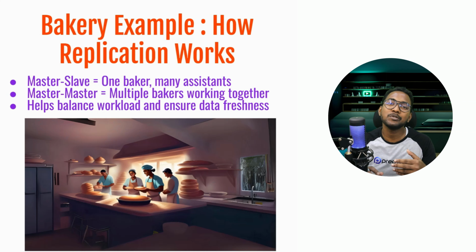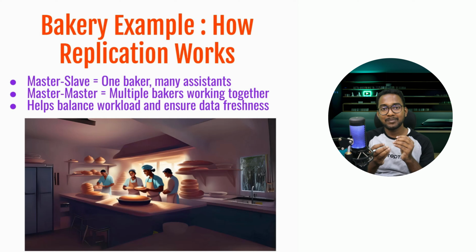So in this example, the baker represents your master database, and the additional baker you hire to help the primary one is the replica database, often called slaves. In a master-slave replication setup, the master is responsible for handling all the writes and updates to the database, while the slave databases are responsible for handling reads, just like in the bakery.